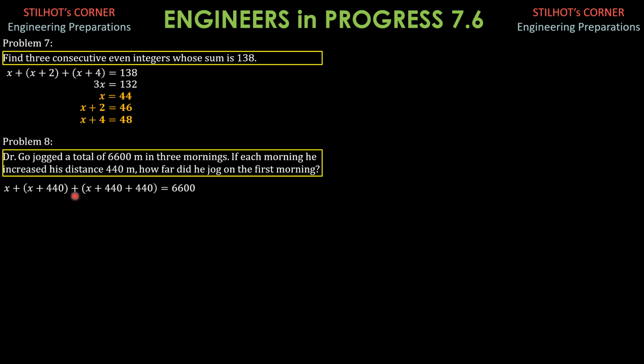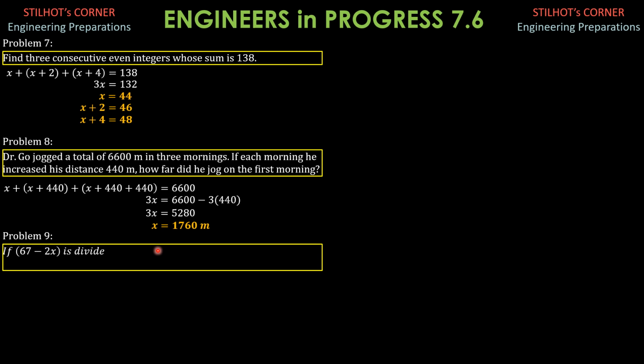So 3x equals 6,600 minus 3 times 440, and therefore 3x equals 5,280. X therefore is 5,280 over 3. So x is 1,760 meters. So that's the distance traveled or jogged by Dr. Go in the first morning.